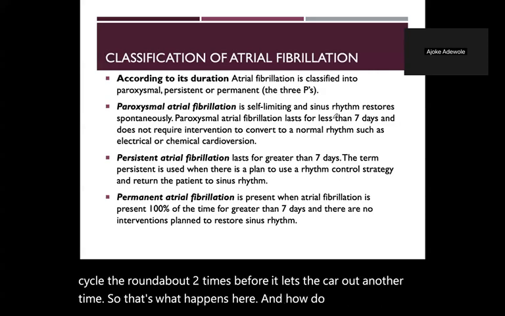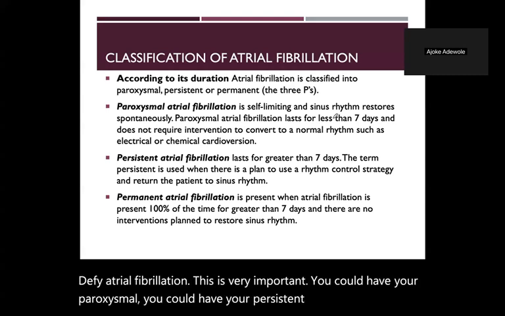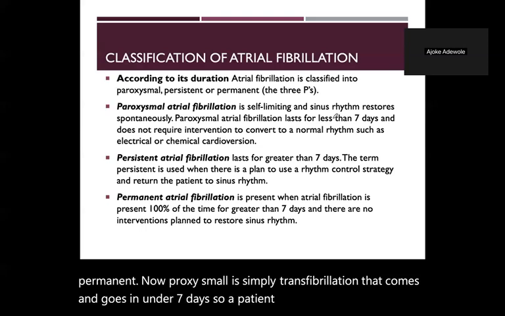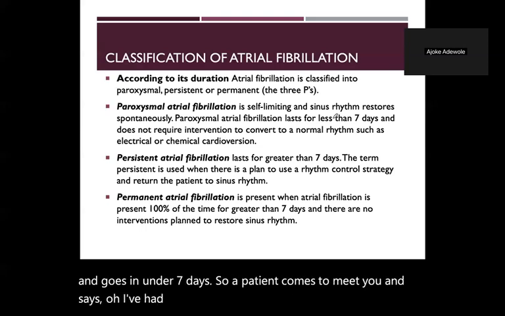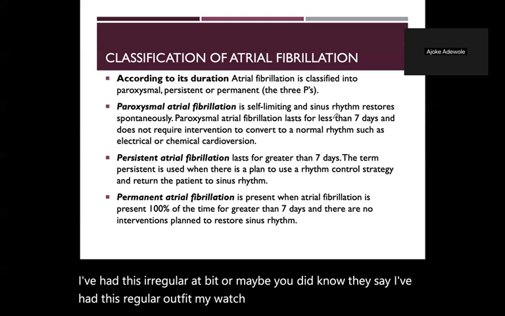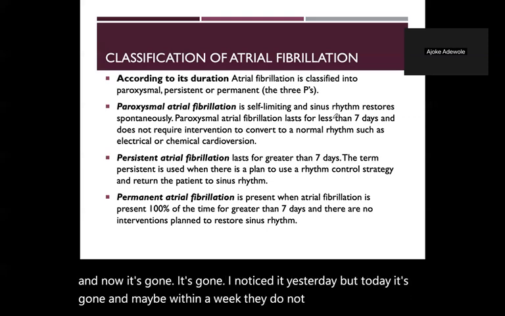And how do you classify atrial fibrillation? This is very important. You could have your paroxysmal, you could have your persistent, and you could have permanent. Now, paroxysmal is simply atrial fibrillation that comes and goes in under 7 days. So a patient comes to meet you and says, "I've had this irregular heartbeat. My watch picked it up as atrial fibrillation, and now it's gone. I noticed it yesterday, but today it's gone." And maybe within a week, they do not have any other episodes. That's paroxysmal atrial fibrillation.